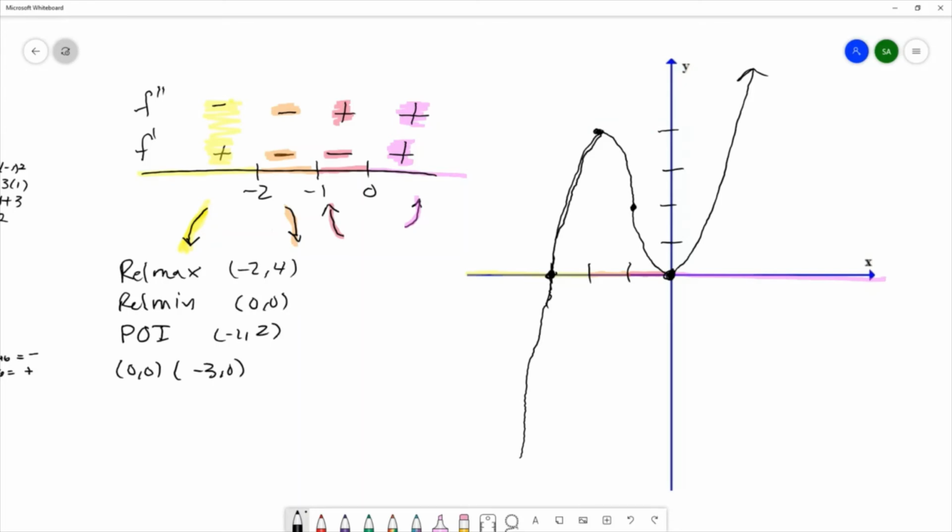I'm going to label my intercepts. I'm going to label my relative max of -2, 4, and my point of inflection as -1, 2. So we have our min, our max, our point of inflection, and this is an x-intercept.